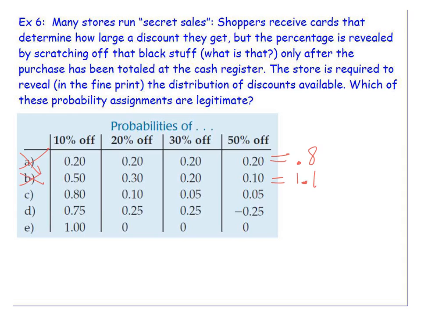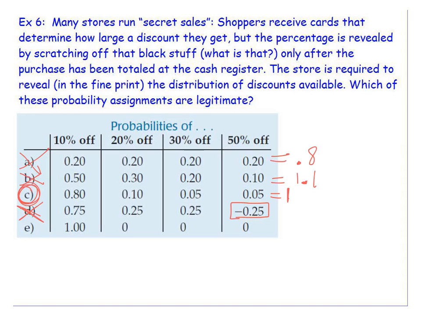Let's look at C. We have an 0.80, a 0.10, a 0.05, and a 0.05. Well, 0.8 plus 0.10 is 0.90, plus 0.05 is 0.95, plus another 0.05 makes us a nice, perfect 1. So this is absolutely a legitimate option. Let's look at D. We have a 0.75, a 0.25, a 0.25, and a negative 0.25. This right here should scream to you a problem. Probabilities are not allowed to be negative, so that would rule out D.